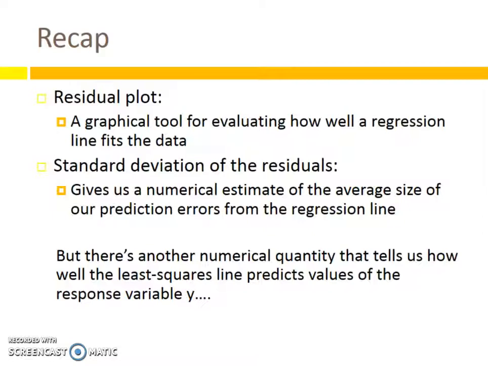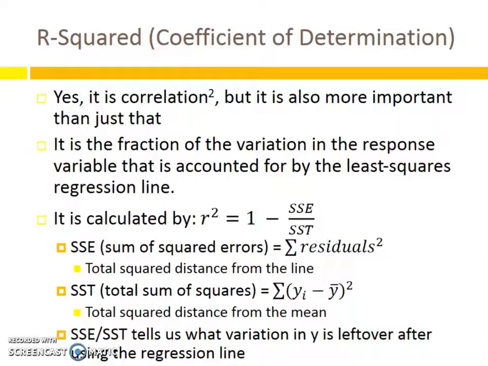So a quick recap here between residual plot and standard deviation of residuals. Residual plot is a graphing tool. Tells us how well a regression line fits the data. Standard deviation gives us a numerical estimate of the average size of our prediction errors. Now, there is another numerical quantity that tells us how well the least squares line predicts the values of the response variable. And this is R squared. This is called the coefficient of determination.